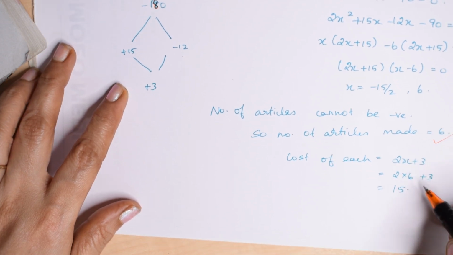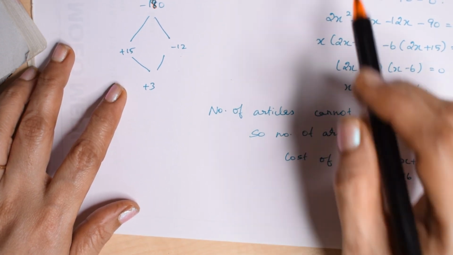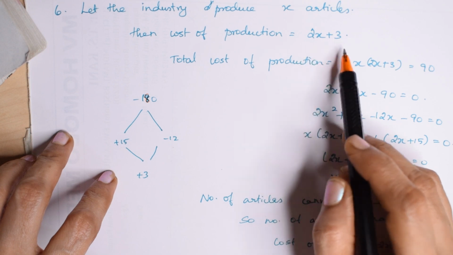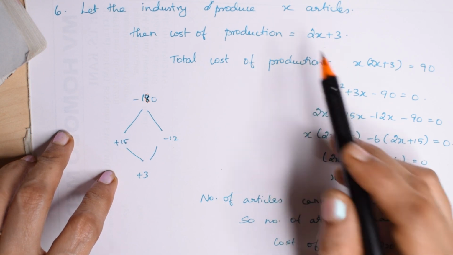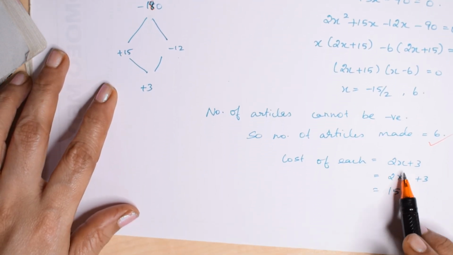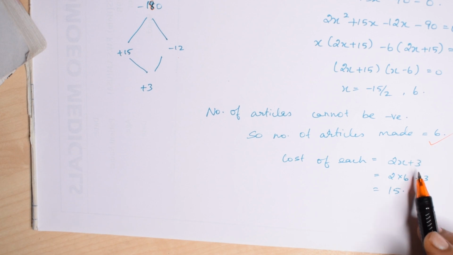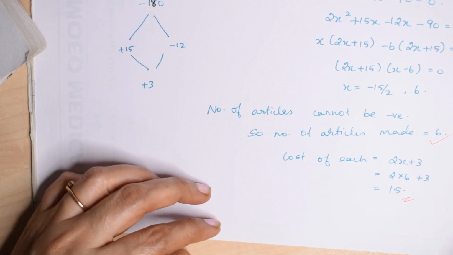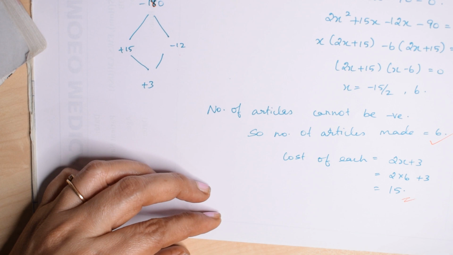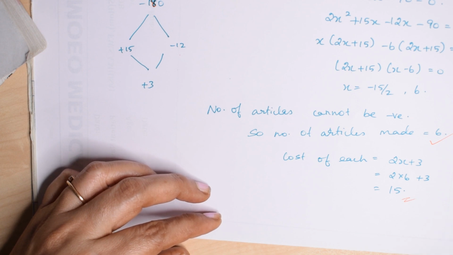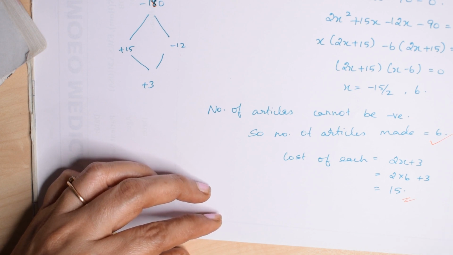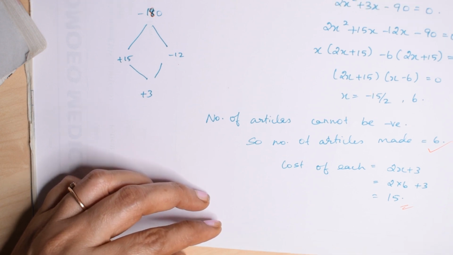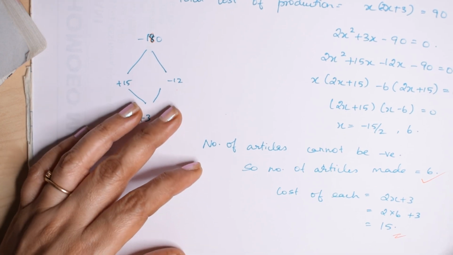The cost of each article is 2x plus 3. It is given as what we calculated at first, 2x plus 3. So the cost of each article is 2 into 6 plus 3, so it is equal to 15. So that also we have found, and with that this exercise is also over. This is how we factorize the given quadratic equation and find the values of x.